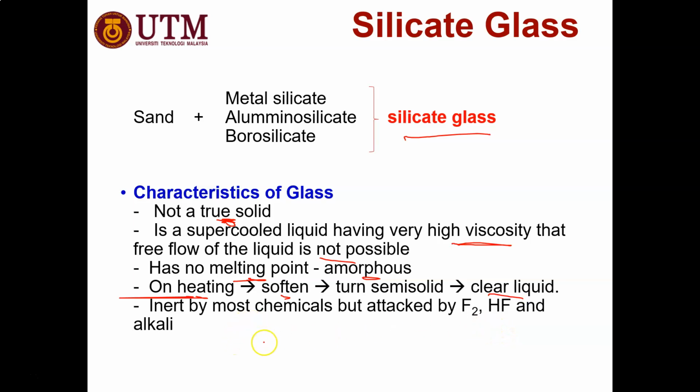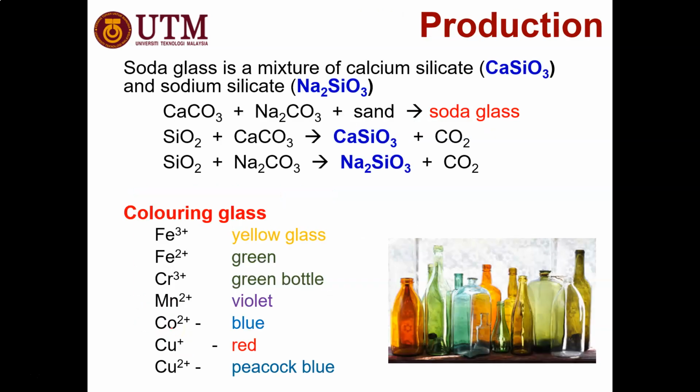And dia punya feature pun lebih kurang macam silika and also the silicon. It is inert by most chemical but can be attacked by halogen, which is the fluorine, hydrofluoric acid, and also alkali. So glass, kita ada berbagai jenis glass, and sekarang let's look at soda glass, which is glass bottle yang kita biasa guna. So how do we obtain soda glass?